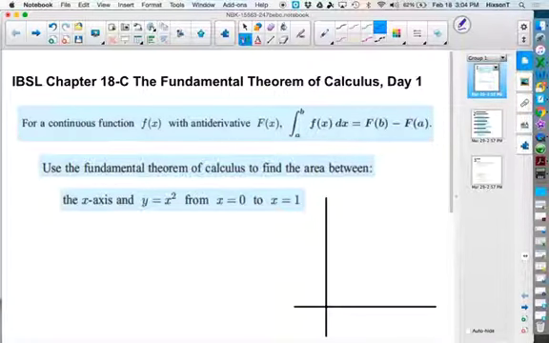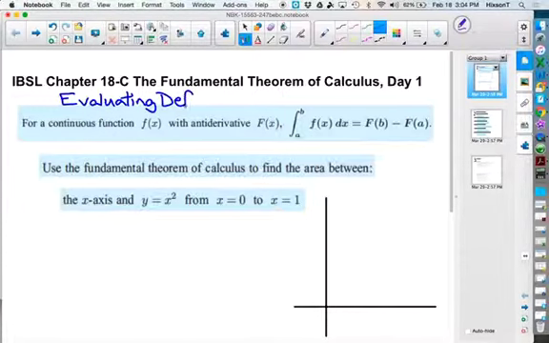This is what's known as a definite integral. Okay? And this is what we're doing. We're evaluating definite integrals.